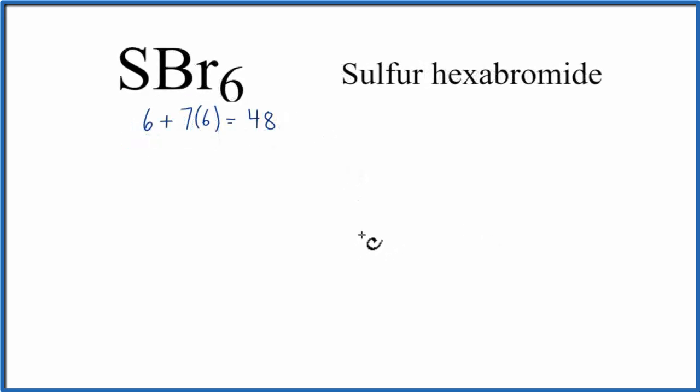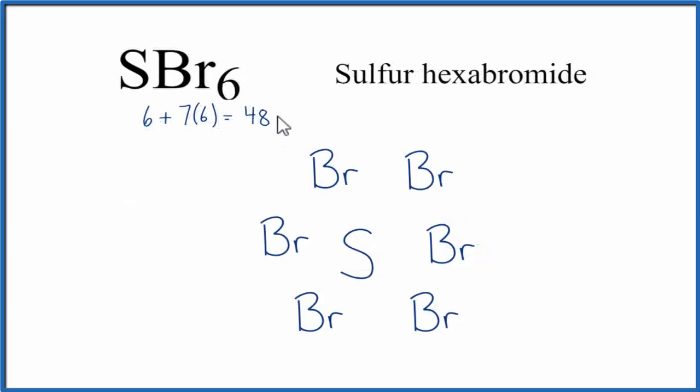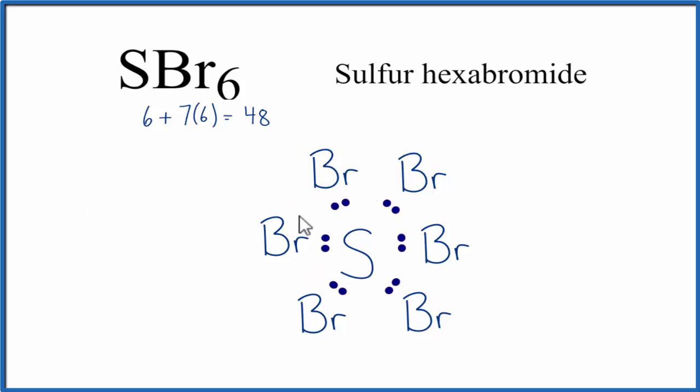We'll put sulfur in the center and then put the bromines around it. We have 6 bromine atoms, so we have 48 total valence electrons. We'll put pairs of electrons between atoms to form the chemical bonds, and then we'll go around the outside and complete the octets on the bromines.